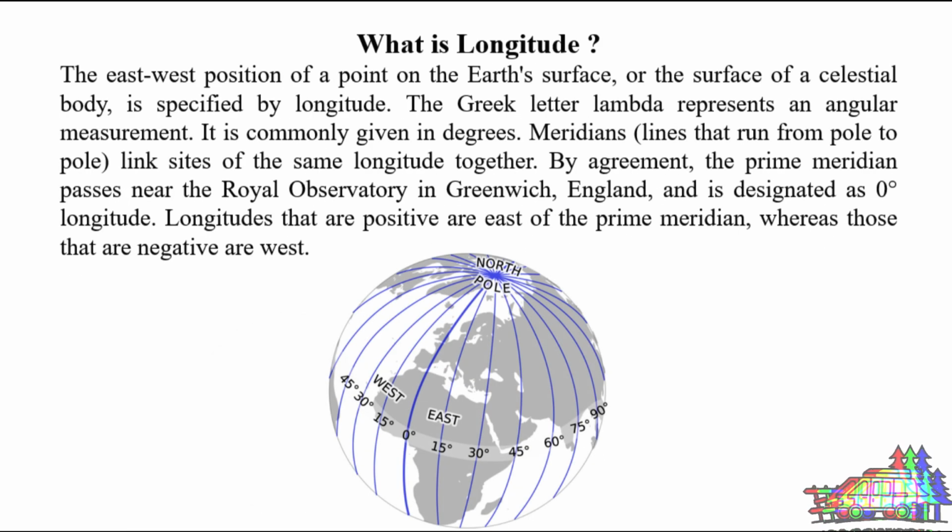What is longitude? The east-west position of a point on the Earth's surface, or the surface of a celestial body, is specified by longitude. The Greek letter lambda represents an angular measurement. It is commonly given in degrees. Meridians, lines that run from pole to pole, link sites of the same longitude together. By agreement, the prime meridian passes near the Royal Observatory in Greenwich, England, and is designated as 0 degrees longitude. Longitudes that are positive are east of the prime meridian, whereas those that are negative are west.